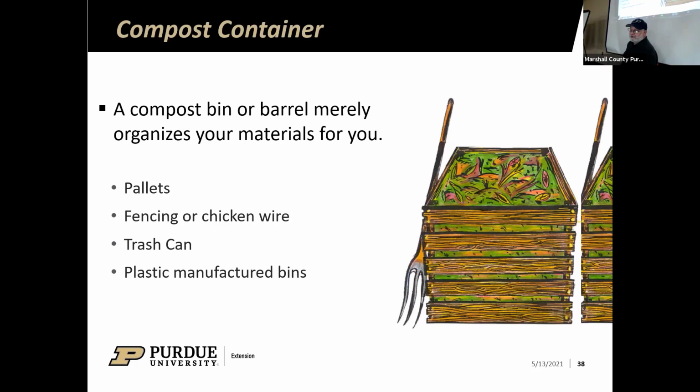But we can use pallets, old woven wire, old windbreak type fencing, chicken wire. Trash cans have to have holes drilled into them to allow them to be aerated. That's what the nice ones that you buy do. Manufactured bins will have nicely perforated areas so that they will stay aerated. And they'll have lids on them so you can manage the moisture in it.